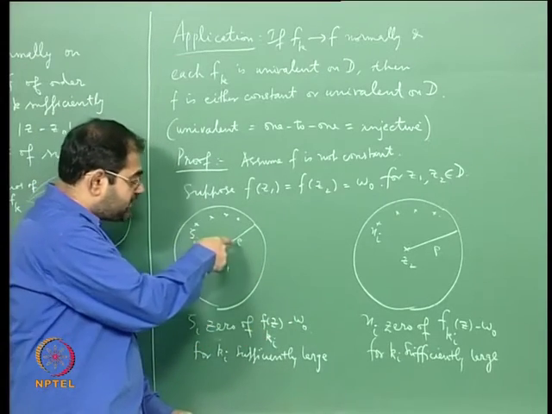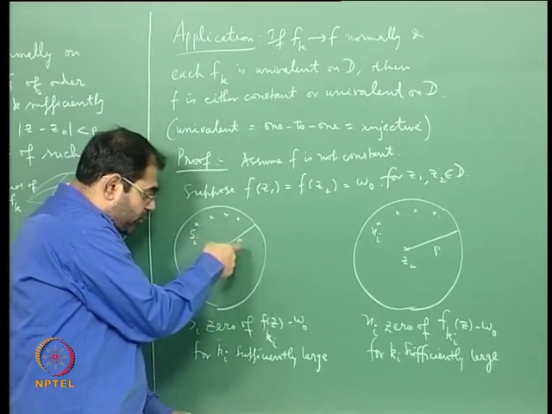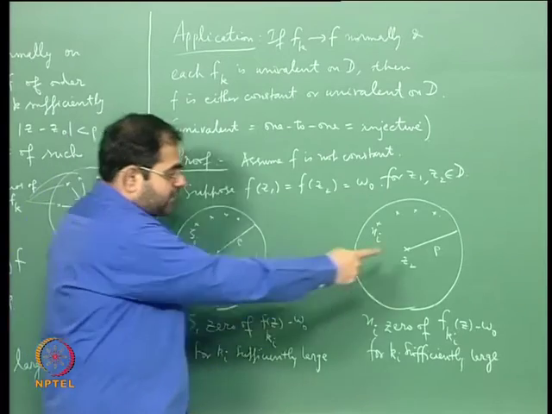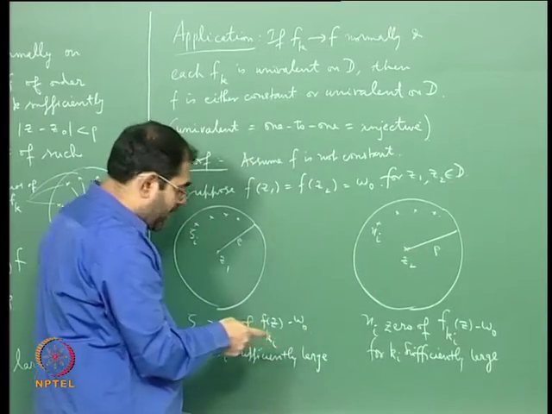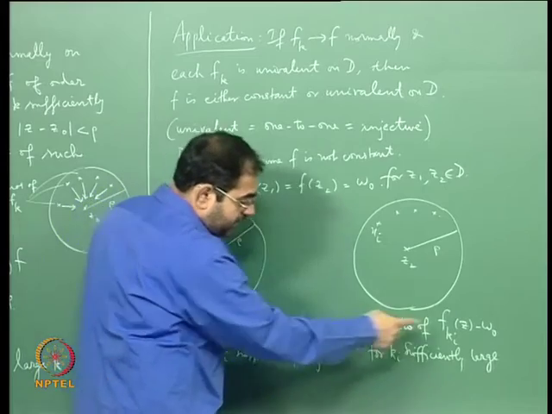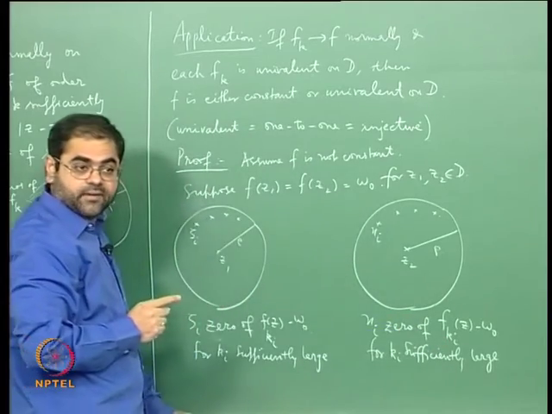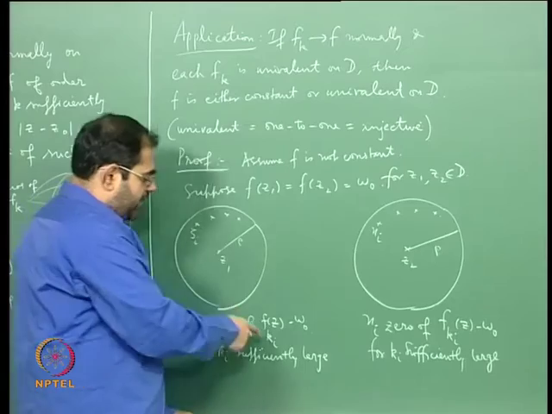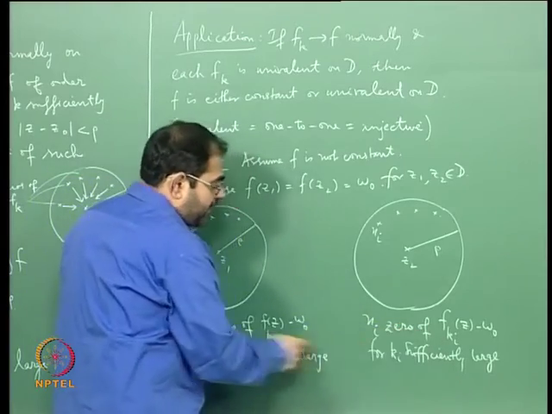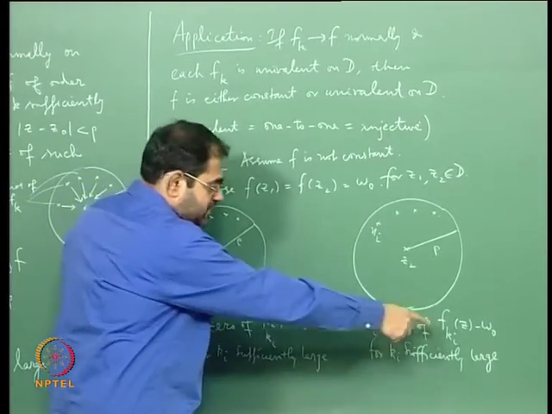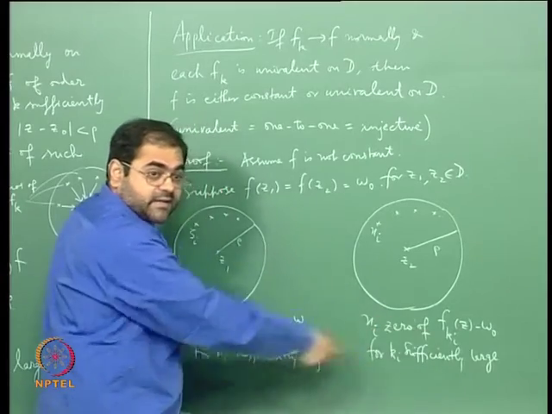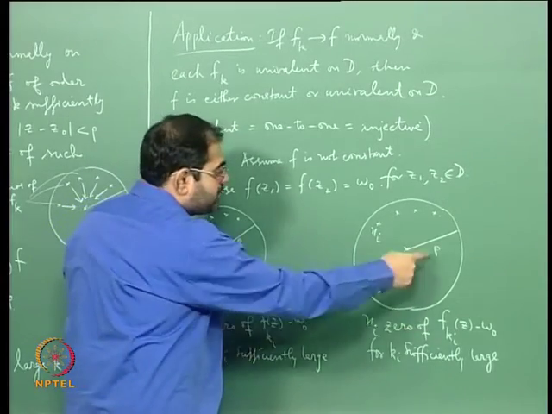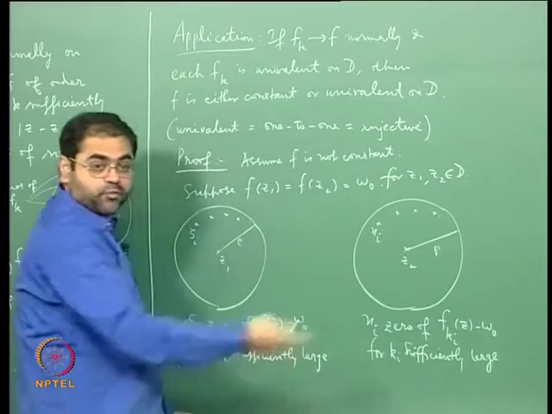So what you must understand is that this rho, in principle I should write as rho 1 and that as rho 2, and this I should write as ki and that as ki prime. But I can choose the maximum of ki and ki prime and call that ki, and I can take the minimum of rho 1 and rho 2 and call that rho.